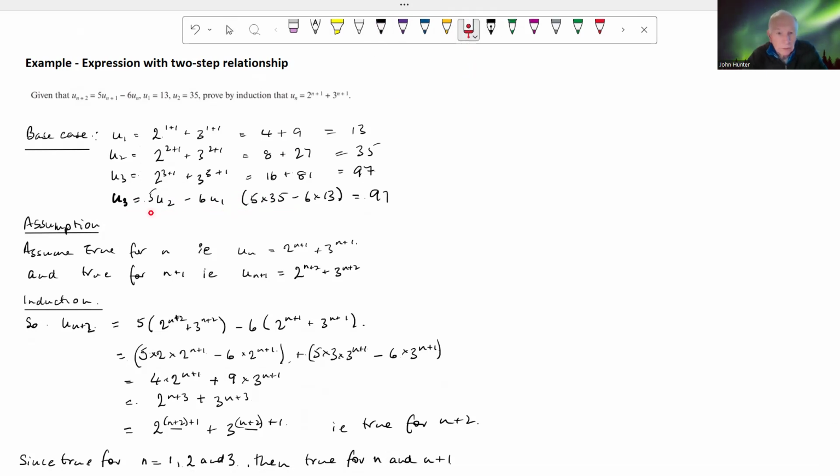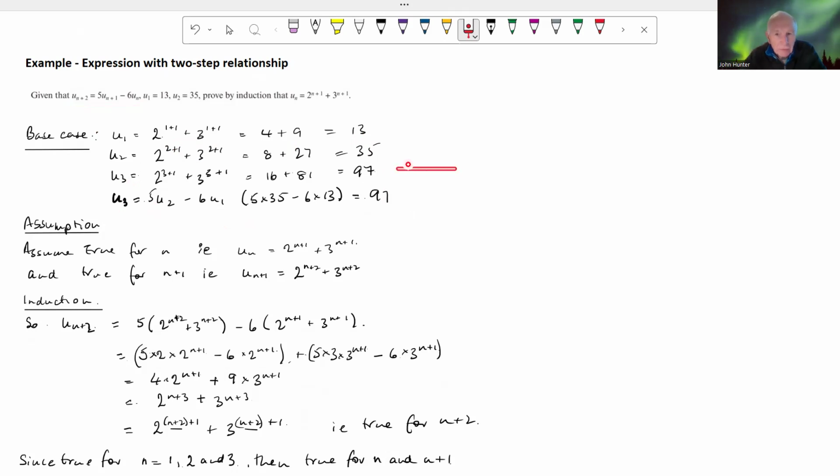is equal to 5u2 minus 6u1. So obviously we're going to need u3, u2, and u1 in order to be able to do that. Or at least we're going to need u2 and u1 in order to calculate u3 and verify that in the base case. That's what I'm saying. All right, so we do that. We can calculate all those, u1 and u2.